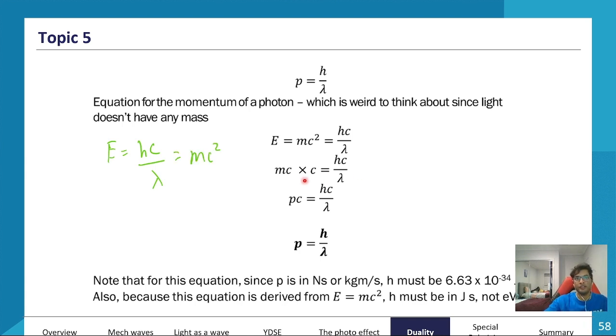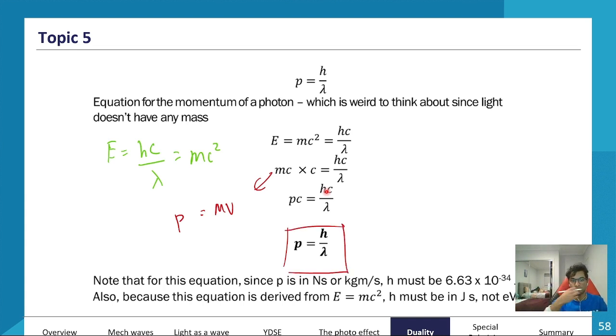Then what you can do is split this mc squared into mc times c, which is equal to hc divided by lambda. mc is basically mass times velocity, which is also equal to the momentum, p. So that combines down to p times c is equal to hc divided by lambda. You cancel out the lambdas, you cancel out the c's, and you're left with p is equal to h divided by wavelength.